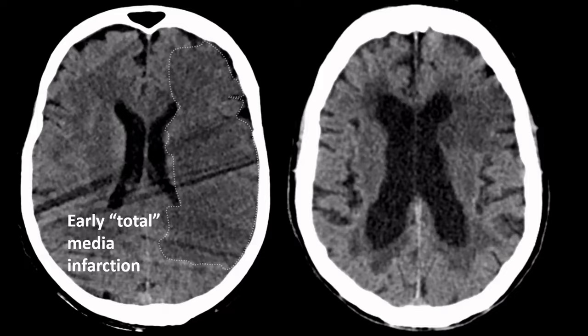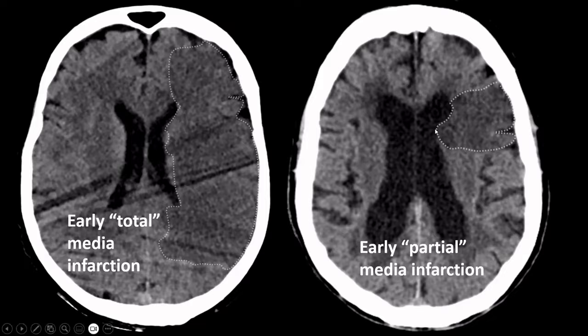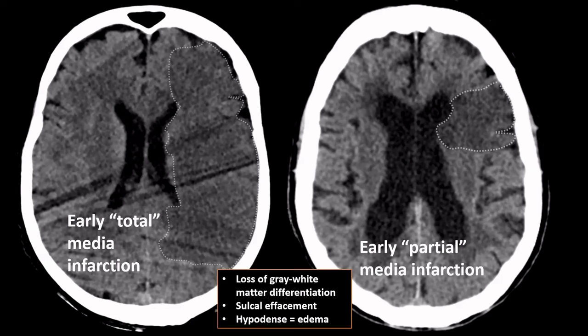In that case, self-evidently, not the entire territory of the middle cerebral artery or one of the other main arteries of the brain will be involved, but only part of the brain. Here we see a hypodense region located in the left frontal lobe with absent gray-white matter differentiation. This was an early partial media infarction due to occlusion of a branch of the left middle cerebral artery.